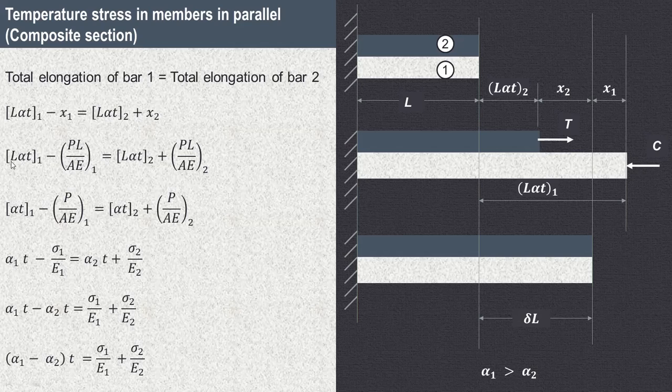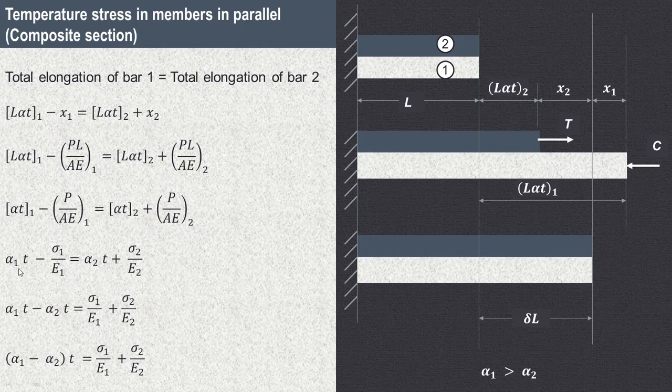So L will get cancelled out throughout because it is common in all these particular terms. So it is alpha T of 1 minus P upon A of 1 is equal to alpha T of 2 plus P upon A of 2.